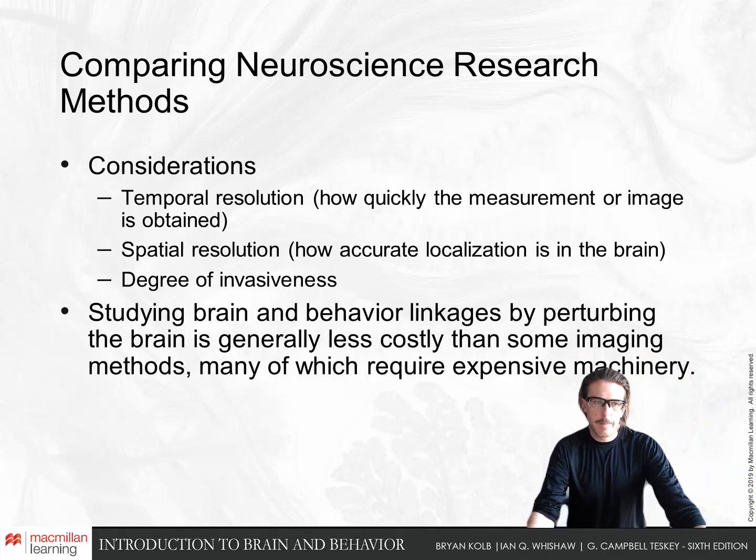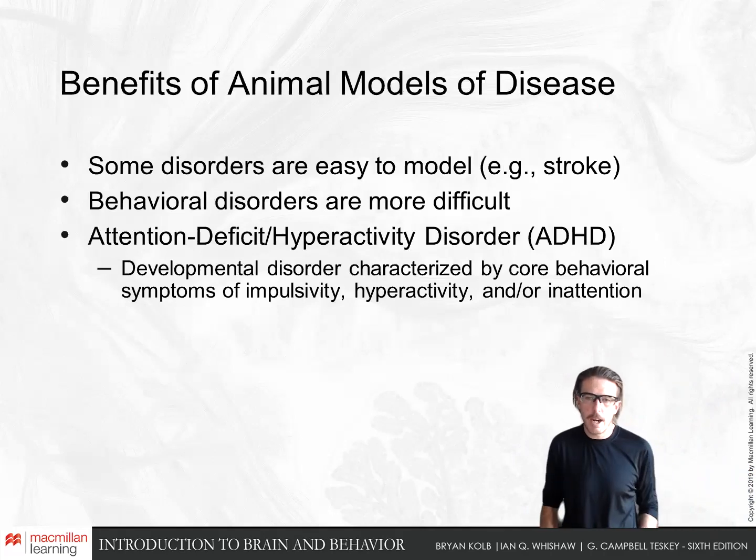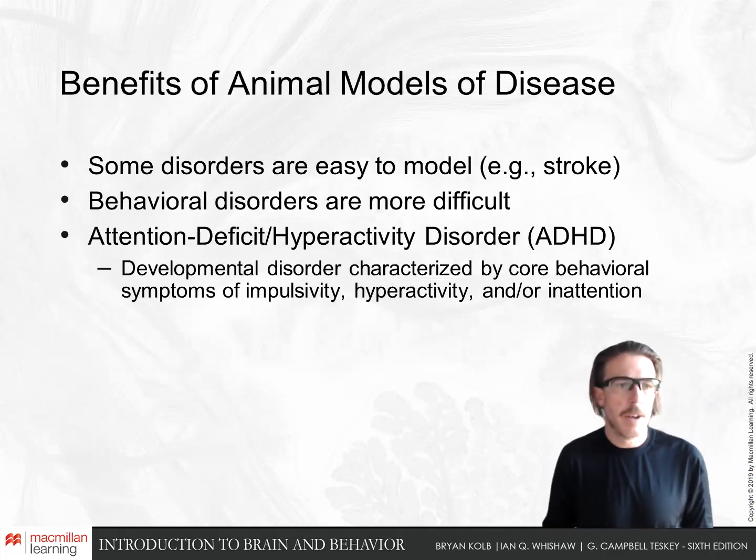And perturbing the brain is usually less costly than acquiring one of these large imaging technologies, because they require very expensive equipment. Like the MRI machine costs millions of dollars.